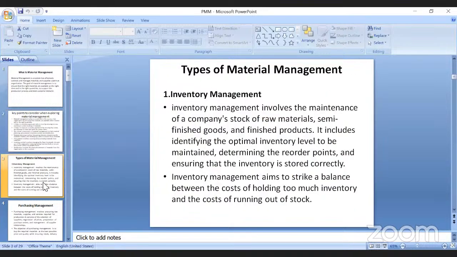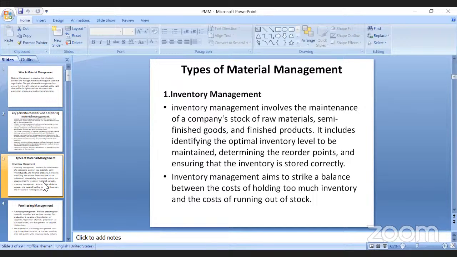Then we are discussing types of material management. What are the types of material management? Have you any idea? The first one is inventory management. We have already discussed inventory management. What is inventory management? You are also very clear when we discussed production and operation management. One module there is inventory management. There are different types of material management. First is inventory management. What is the meaning of this?